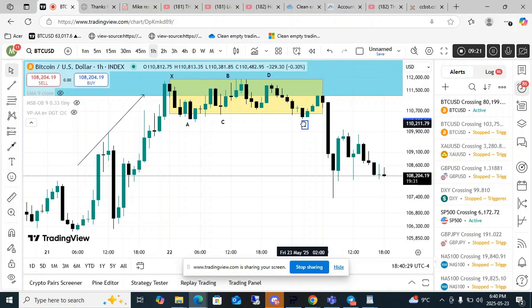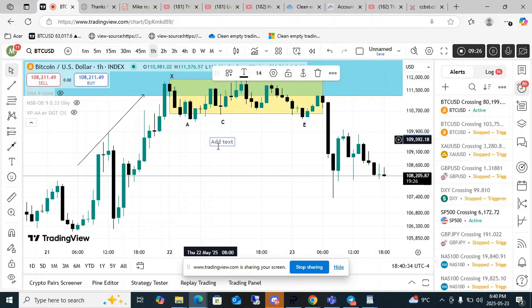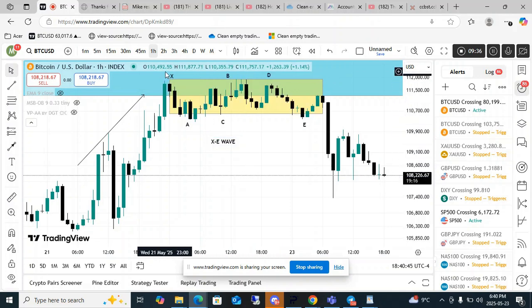So I have backtested this strategy. I call this strategy the X to E wave. All right. So this is how to know when consolidation finishes. If you don't mark it properly, X, A, B, C, D, E, you're not gonna know when the consolidation is about to break out.